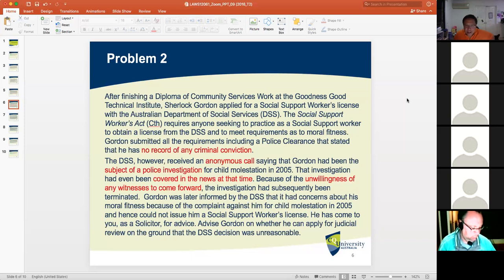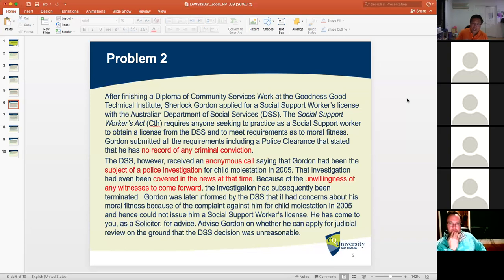Okay, so what is the correct answer here? So the correct answer here would be that, if you look at the facts, there is evidence. There is an anonymous call. We know that there has been a police investigation pertaining to child molestation. We even know that it was covered in the news at the time. Well, certainly Sherlock Gordon hasn't been convicted in a court of law. But the mere absence of conviction doesn't mean that he did not commit, or that he was blameless for committing, what was the allegation? Child molestation, right? It's like somebody saying, oh, but I haven't been convicted, therefore I didn't do it. Those are two different things.